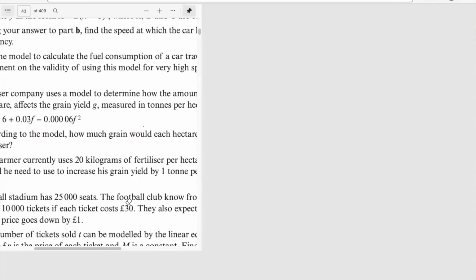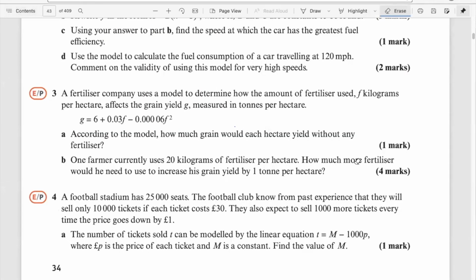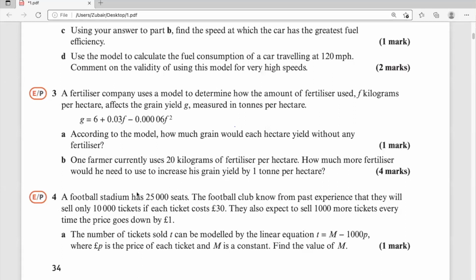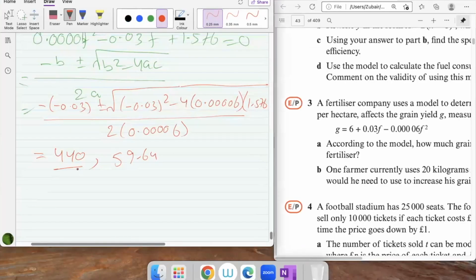The question statement was, how much more fertilizer would he need to use to increase the yield by 1 ton? So we have these two values. He's already using 20, so how much more? 59.64 kgs is basically required to get a yield of 7.576, which is 1 ton more. So subtract 20, since he's already using 20. So he needs 39.6 kgs more.